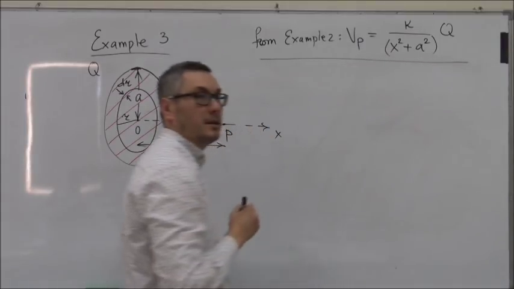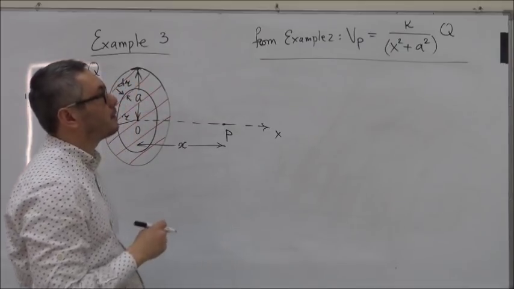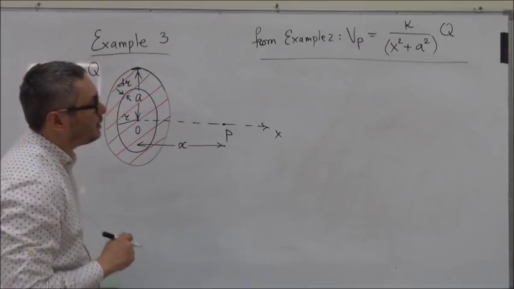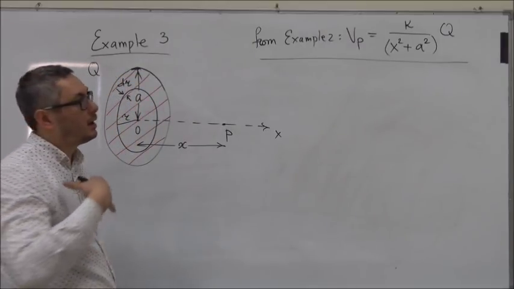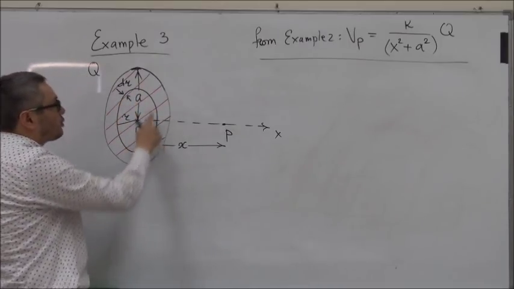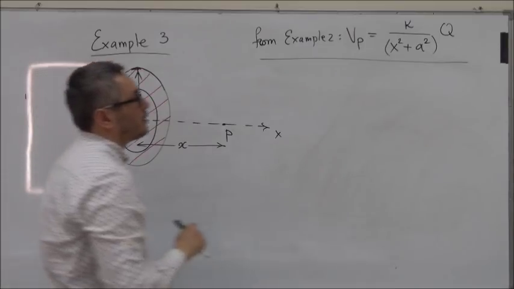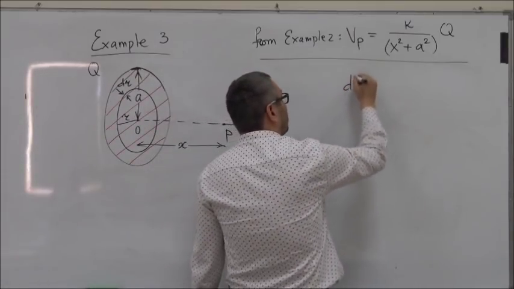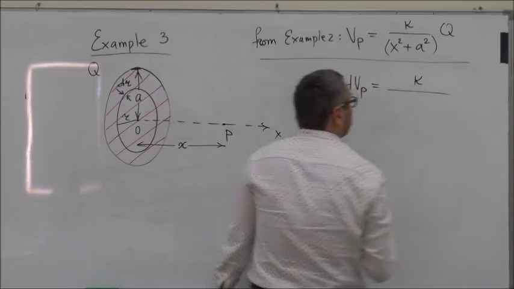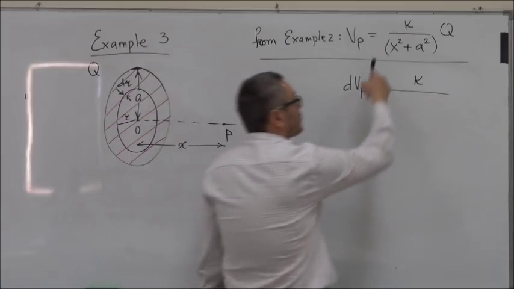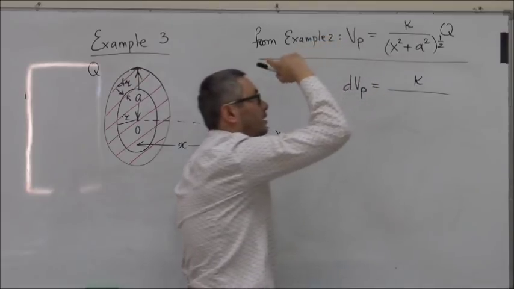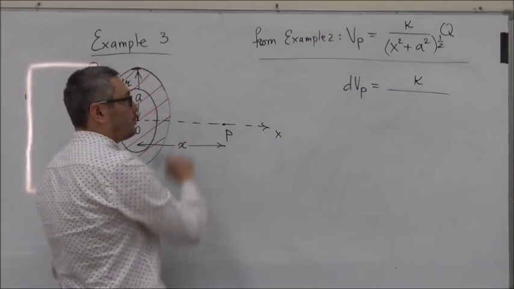We need to modify it a little bit. Well, first of all, instead of talking about the electric potential Vp, we have to talk about an element of electric potential, dV, because it will be a contribution from one single ring. So instead of Vp, we can say dVp equals K divided by, and remember there is a square root here, this was a distance from the point on a ring to point P.